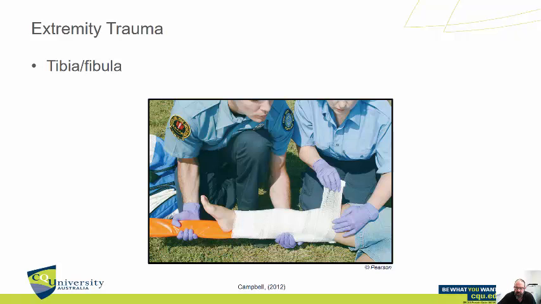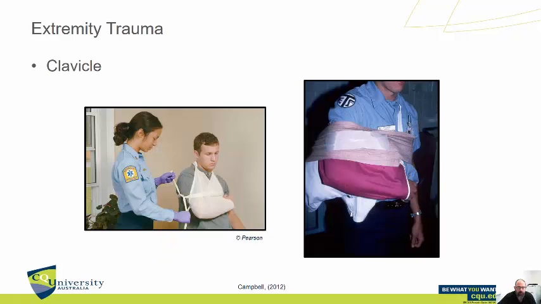In the previous lecture we discussed compartment syndrome, so you understand how that develops and the process of treating it. Fractures of the tibia and fib may be splinted with a rigid splint or an air splint or a pillow. So you're only really limited by your imagination as to how you're going to splint these injuries.